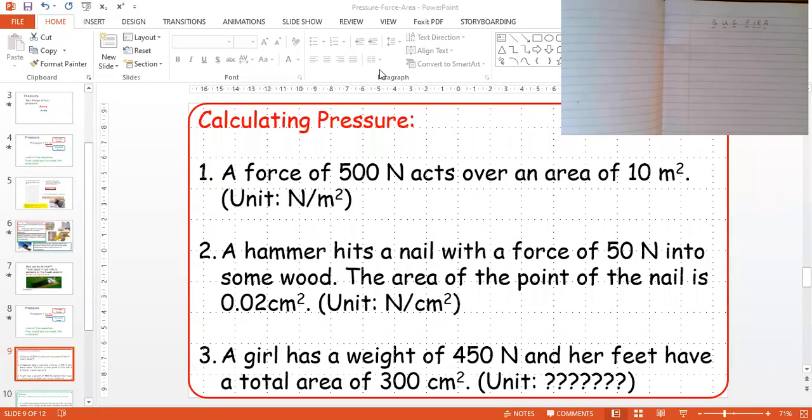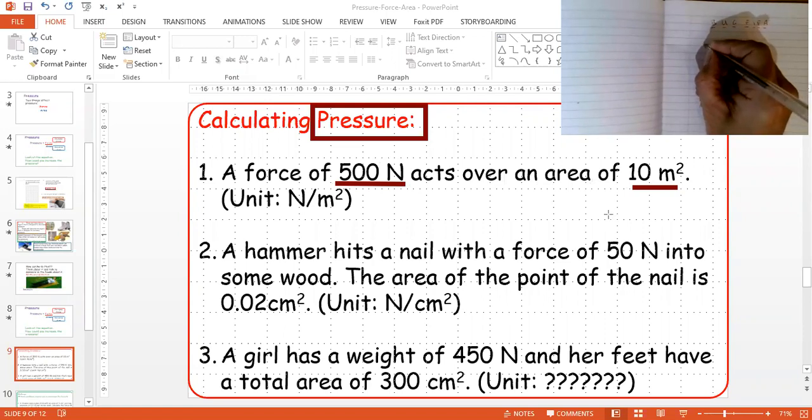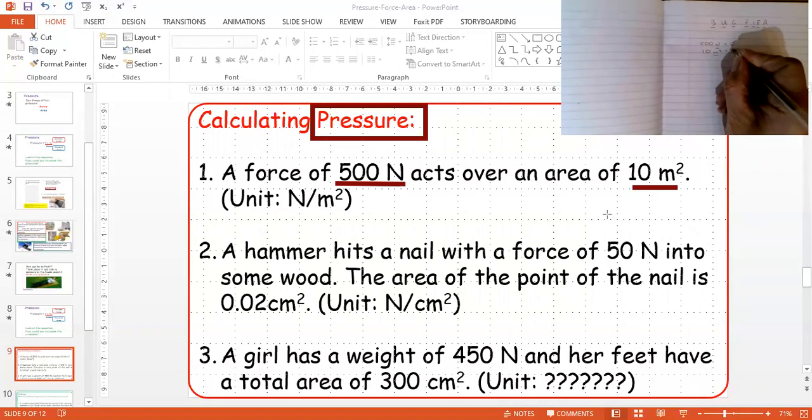We're going to box what we need to find, calculate pressure. So in this example we're going to calculate pressure. I'm going to box what I need to find, pressure, and I'm now going to underline my data. So my data is 500 newtons, and my area is 10 meters squared. Now I'm going to grab my data. 500 newtons tells me it's a force. I'm going to look at 10 meters squared. The meters squared here tells me it's area.